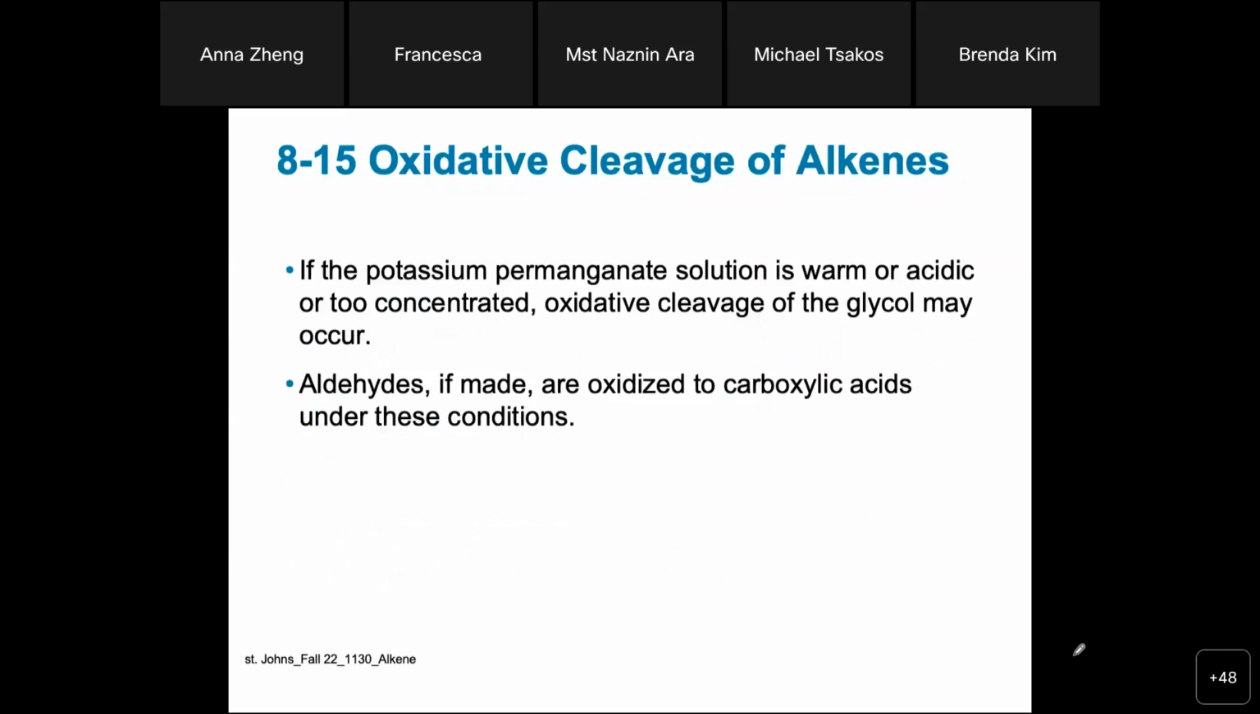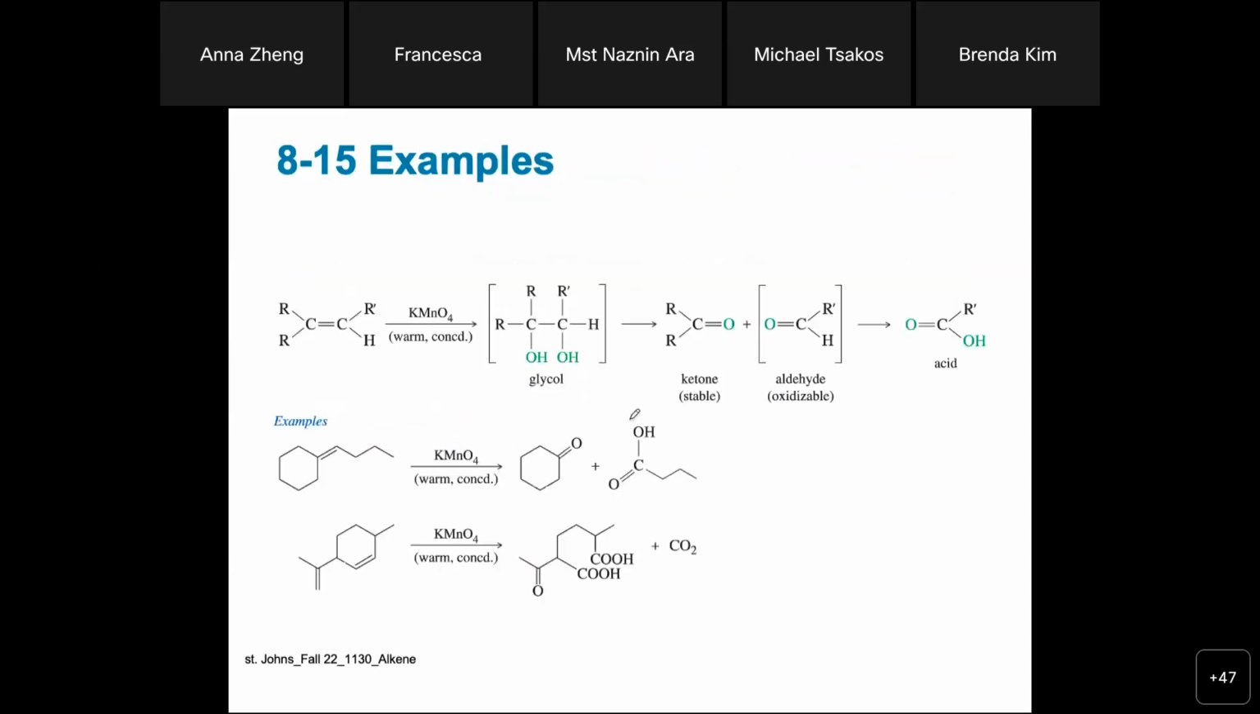If the potassium permanganate solution is warm or acidic, same thing. If an aldehyde is made, it can be oxidized to carboxylic acid under certain conditions. Here we go, the example. Normally, if oxidative cleavage happens with potassium permanganate, we find glycol to ketone if the carbon is disubstituted, and if monosubstituted, we get the carboxylic acid. In addition, if we get an aldehyde, it can be oxidized to carboxylic acid.